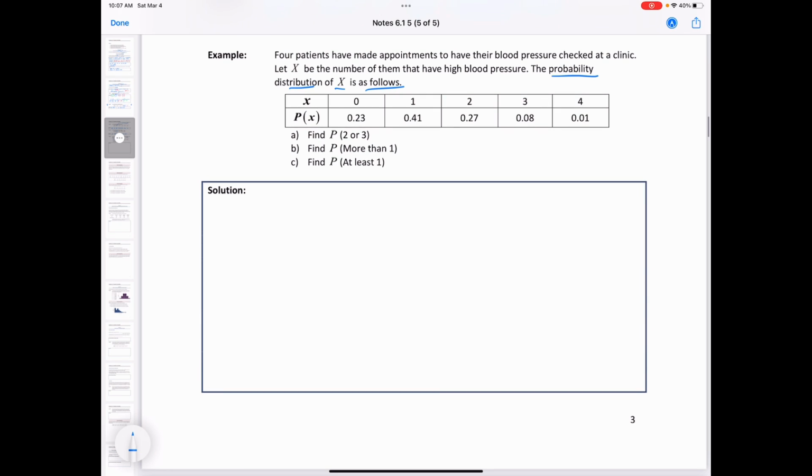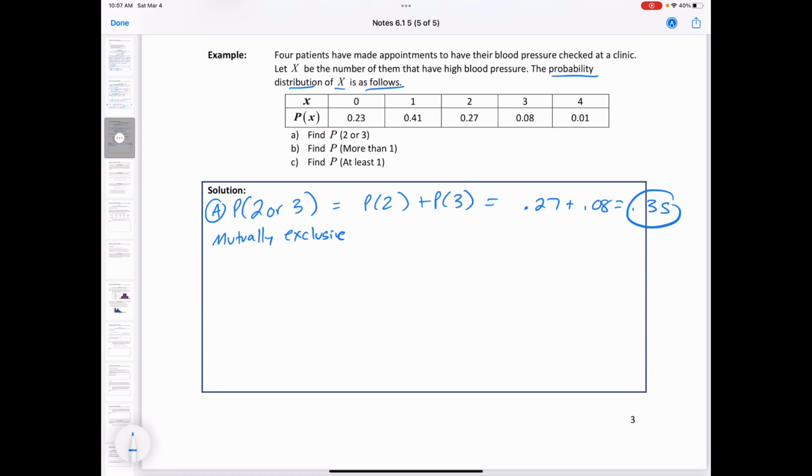All right, so here's what I'm going to do. First one, I want the probability that I have 2 or 3 patients with high blood pressure. 2 and 3 are mutually exclusive. I can't have 2 and 3 at the same time. Doesn't make sense. It's mutually exclusive, so I can add them. So all I'm going to do is P of 2 plus P of 3. And I get 0.27 plus 0.08, which is 0.35. Notice how in the probability distribution, the x's are all in order. You want them to go in order because that helps you with a problem like we're doing right now.